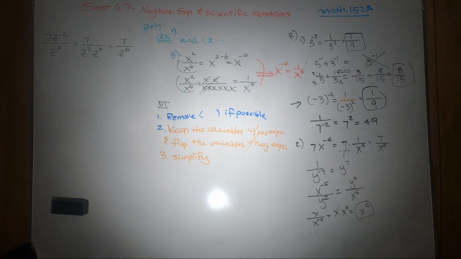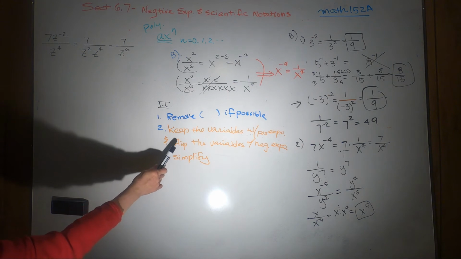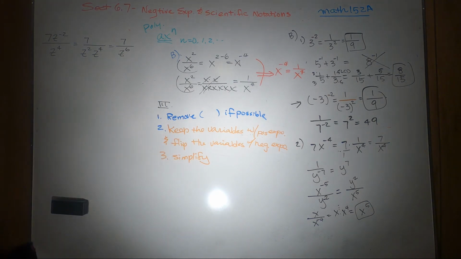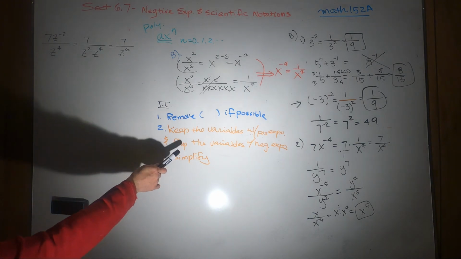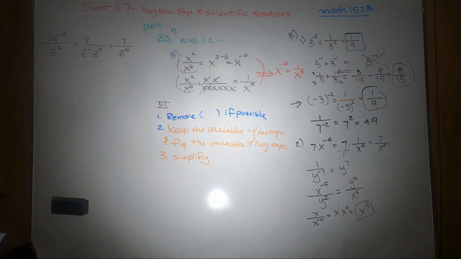Okay. So for variables, we do that. Keep the variables with positive exponents at their own place. Then flip the one that has a negative exponent.